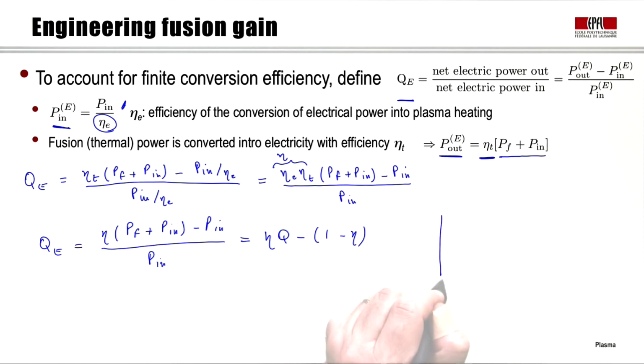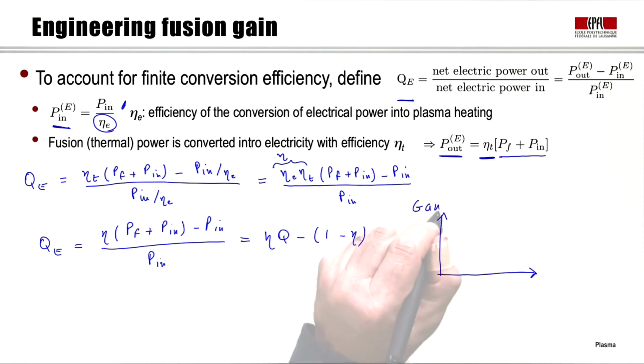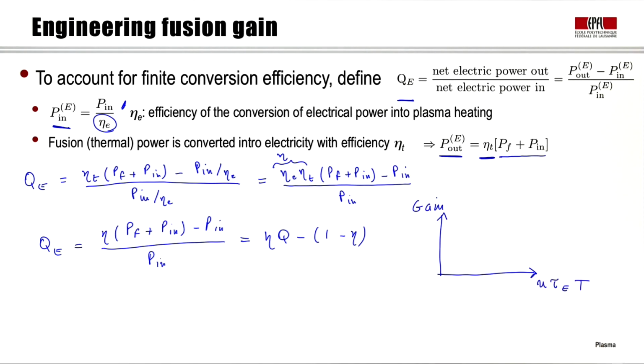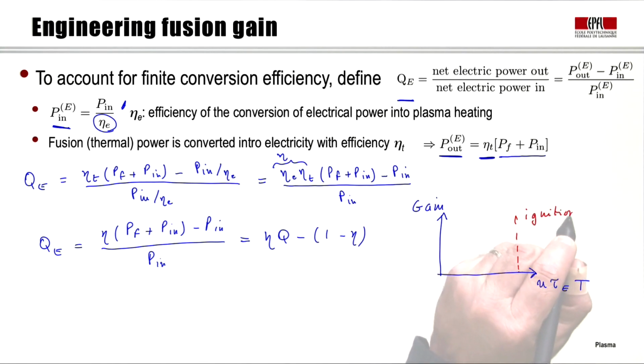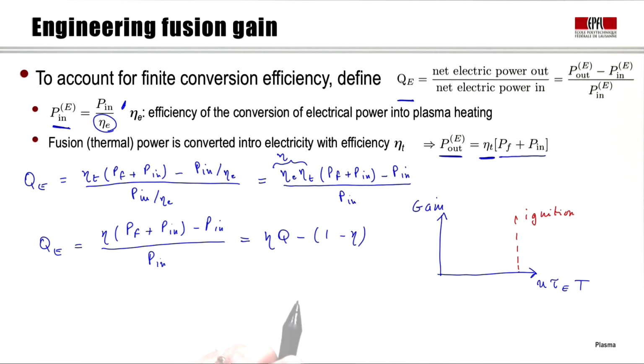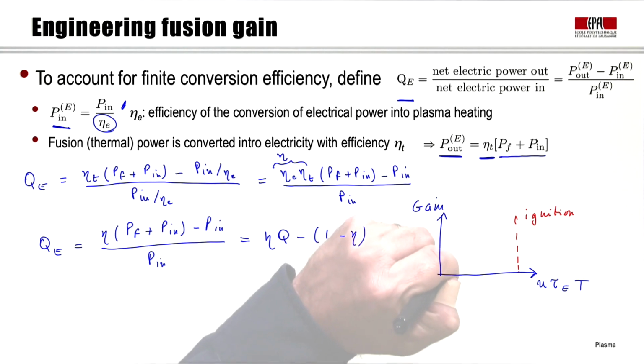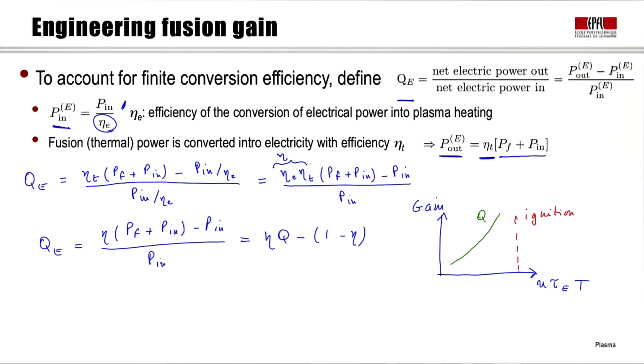We can represent this relationship in a graphic form and plot gain as a function of what we refer to as the triple product, the product of N times the confinement time times the temperature. There is a value at which this gain will go to infinity that corresponds to ignition. And we can compare the two curves in a qualitative fashion, the physics fusion gain and the engineering fusion gain, which would be significantly lower.